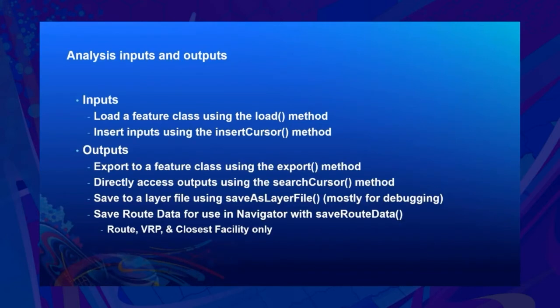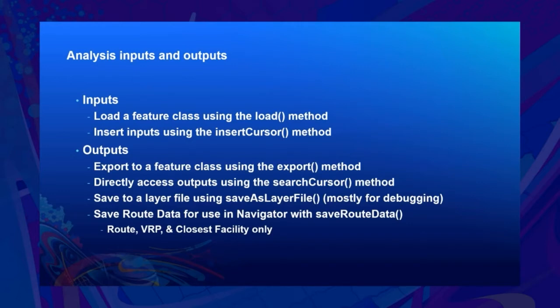Thanks, Max. One of the most important parts of your network analysis is loading inputs and accessing outputs. There are a couple of ways to do that, and the right choice depends on your situation. I'll summarize these now and then talk about some of them in more detail later. For loading inputs, you have a choice between loading an existing feature class using the load method or directly inserting inputs using the insert cursor method. For accessing outputs, you can export the results to a feature class using the export method or directly access the outputs using the search cursor method.